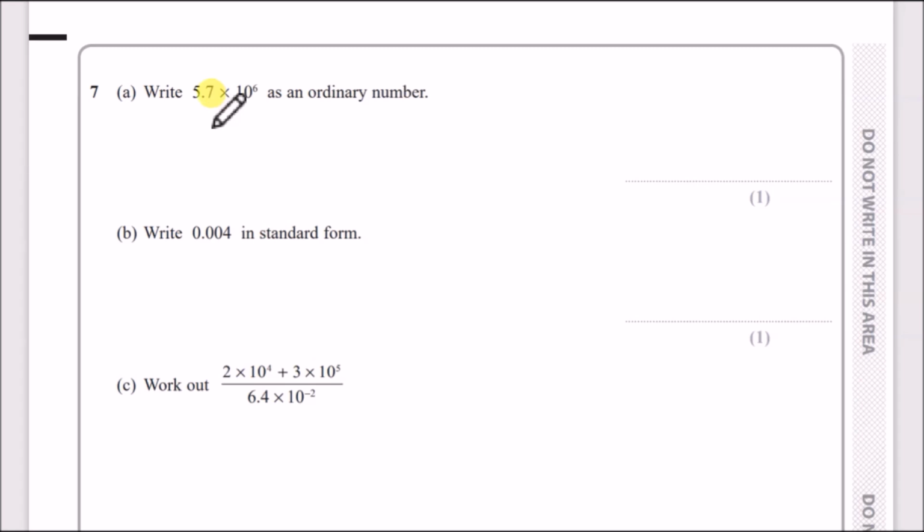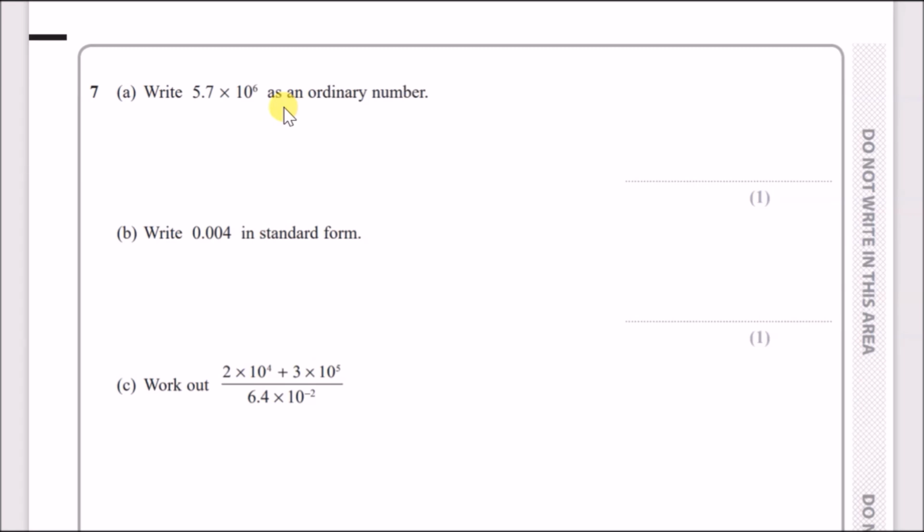Alright, 7 now. Write 5.7 times 10 to the power 6 as an ordinary number. You know I love these questions, guys, because you got a calculator. You could just write it in and you get an answer. But in reality, you don't actually need it. So to rewrite this as an ordinary number, in other words, a natural number, a very simple number, 10 to the power 6 literally means you must have 6 digits after the 5.